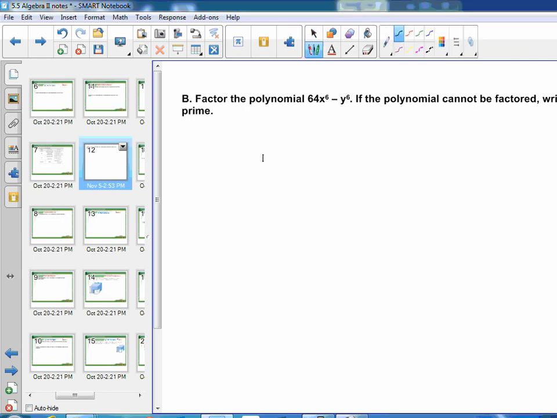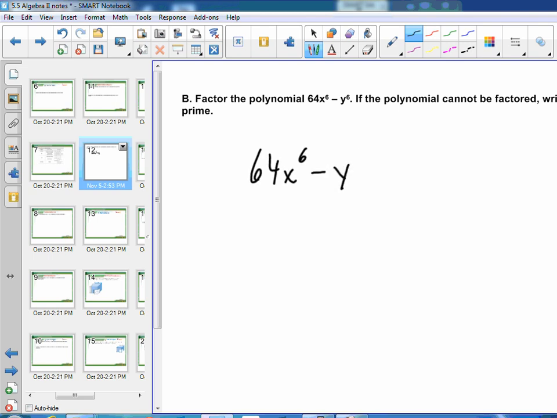And when you see that we have 64x to the 6th minus y to the 6th, you ask yourselves, do we have a perfect cube? And yes, we do. But before you do that, you need to ask yourself, do we have a perfect square? This is a perfect square. It can be changed to 8x cubed times 8x cubed, and this is also a perfect square. It can be y to the third times y to the third.